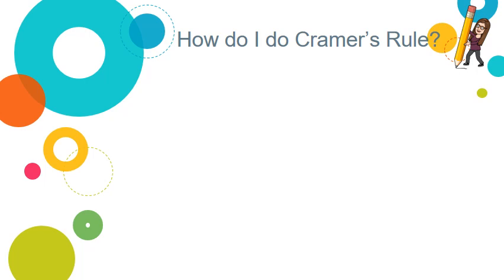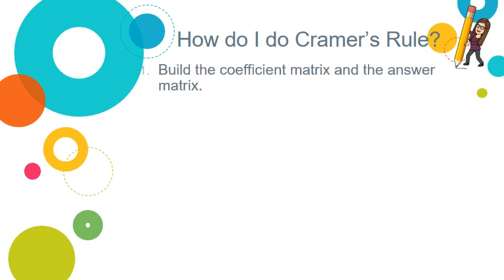So how do I actually apply Cramer's rule? Let's go through the steps first. The first thing you're going to do is build the coefficient matrix and the answer matrix. So literally you're going to take the system of equations, put it in matrix form. That's it for step one.